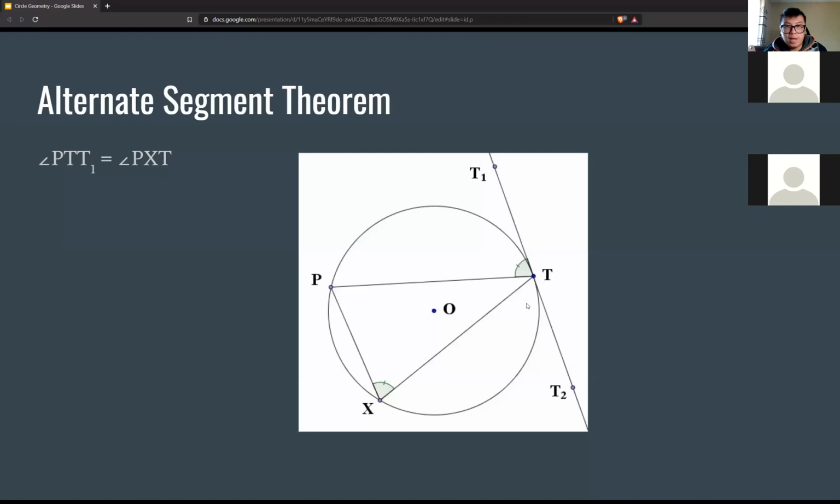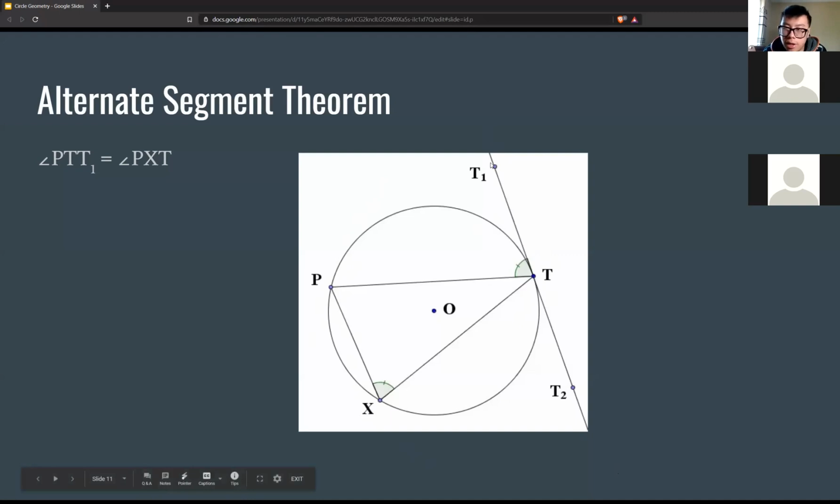All right, last one, the alternate segment theorem. What this states is that, say we have a triangle inside the circle. In this case, it's PXT. And say we also have a tangent line that crosses at one of these points on the circumference. Let's call that point T. We draw a tangent line that crosses at T, so right here.